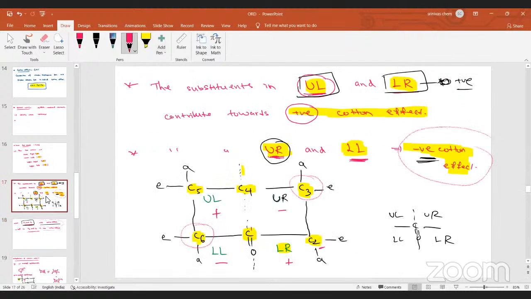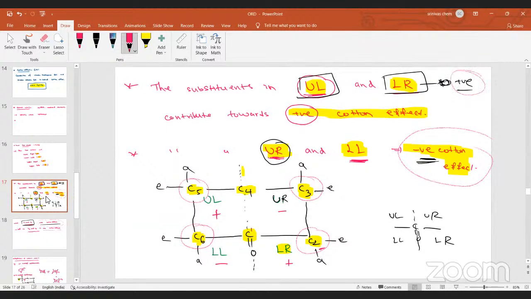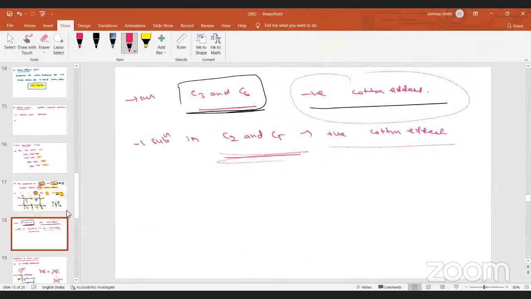Where is C2? C2 is lower right, and C5 is upper left. So lower right and upper left show a positive Cotton effect. Therefore, the substituents at C2 and C5 will show a positive Cotton effect. So this is about the octant rule.